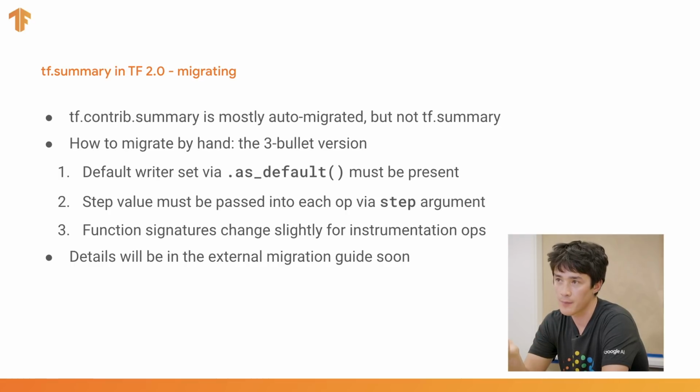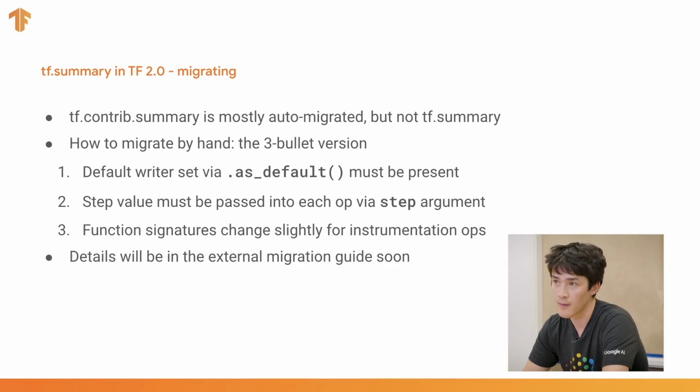Then each op takes its own step argument now. This is because there's no later step where you add the summary to the writer, which is where the step was previously provided. And there's also no global step in TF 2.0, so there isn't really a good default variable to use. So for now, steps are being passed explicitly, and I'll talk about this a little more later on the next slide.